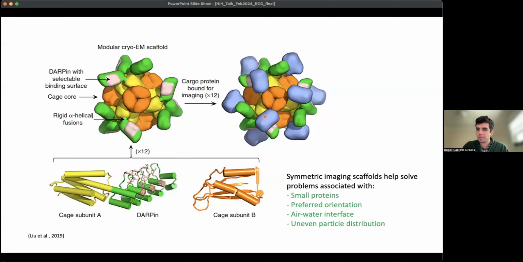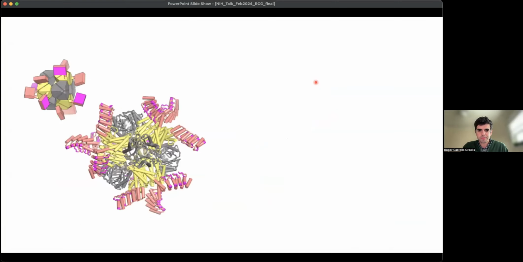And we have also optimized this method to get very nice distributions of particles on the grid. So we now get 400 to 500 particles per view usually, which with the T12 symmetry would mean around 6,000 particles per image. So the initial designs that were developed in the lab, here you can see the protein cage, and in salmon, you can see the DARPins.